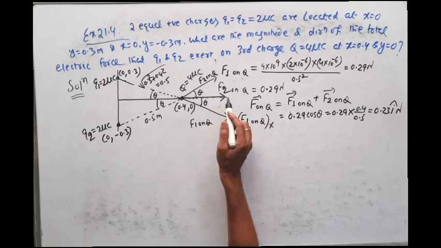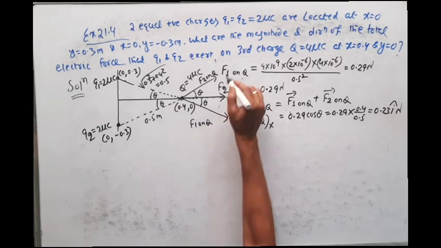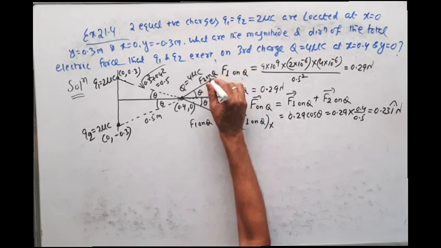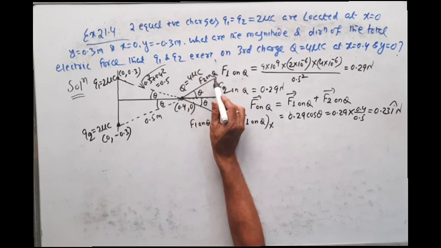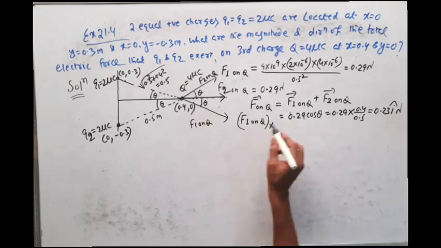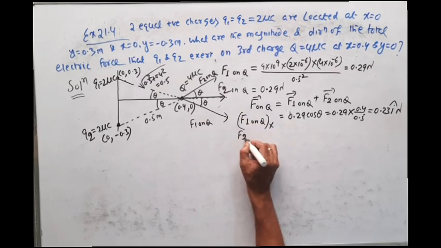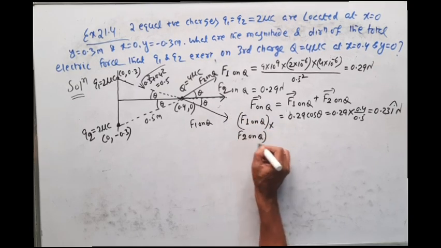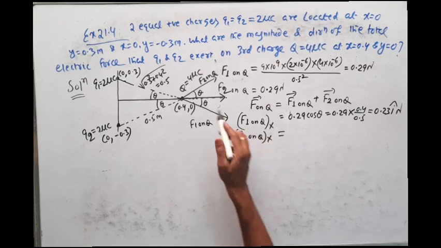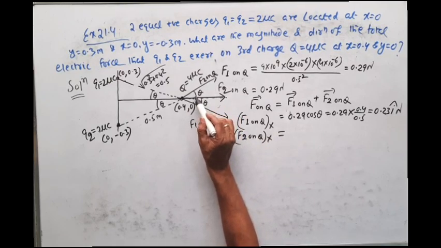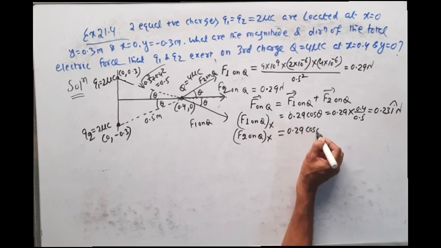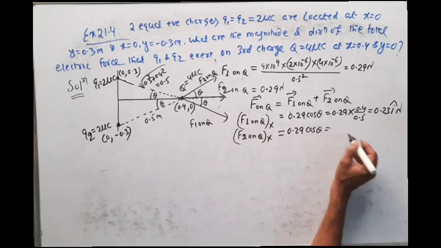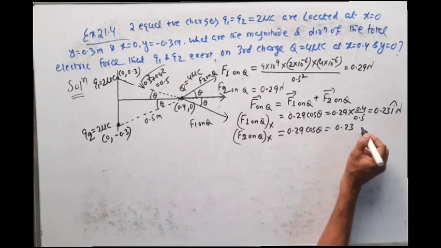Similarly, you find out, so this is your F2 on Q. Now you find out what is the x component of this F2 force. The x component of F2 force is also this into cos theta. So this value is 0.29. Cos theta is also 0.4 by 0.5. So you will get the same result, that is 0.23 i cap.